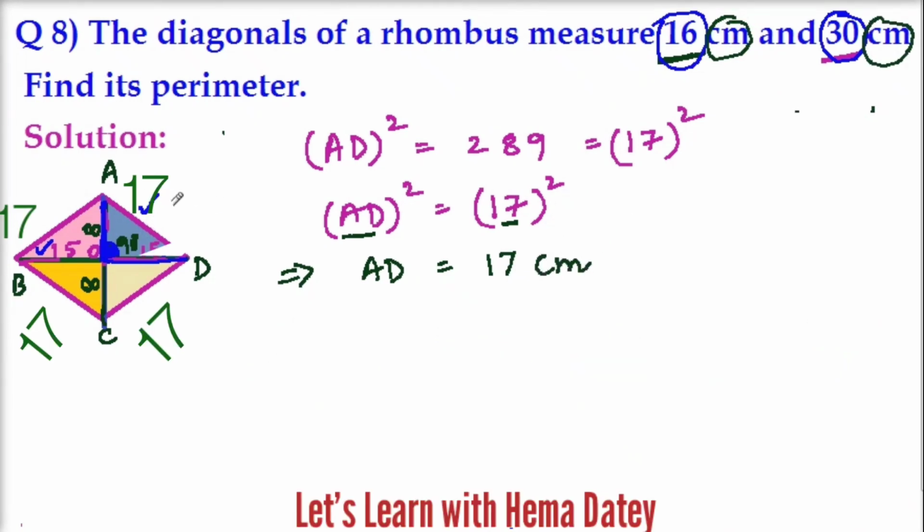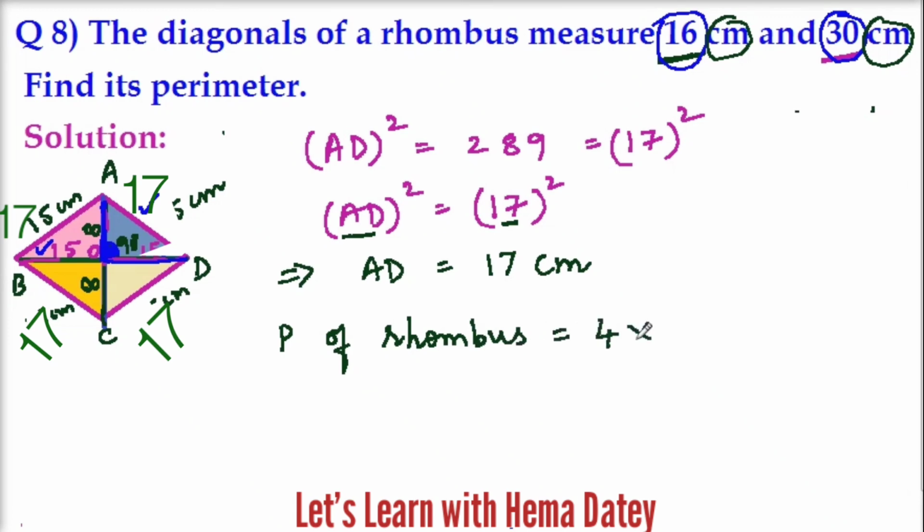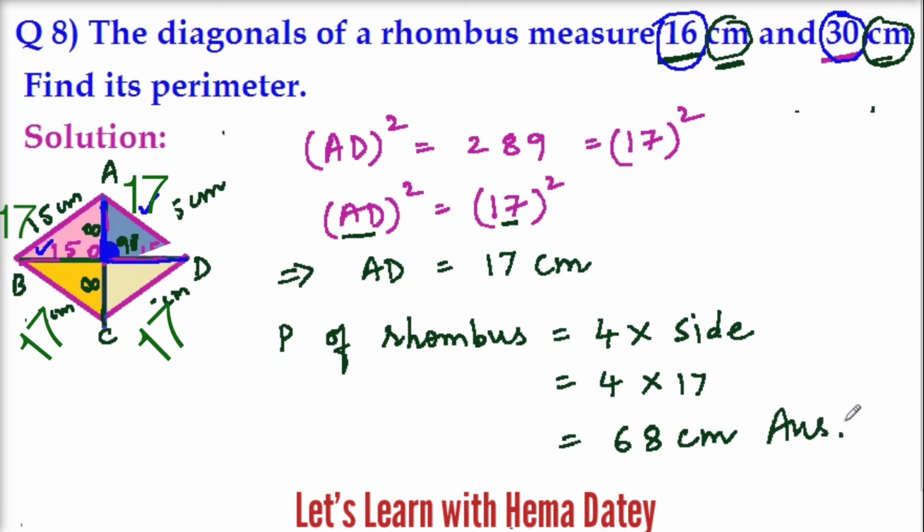Now we have got AD. AD is 17 centimeters, which is the side of the rhombus. So each side of the rhombus is equal. So each side will be 17 centimeters. Now the perimeter of the rhombus is equal to side plus side plus side plus side, or we can write 4 times side. So side is 17. So 4 times 17 we multiply and we'll get 68. And what will be the unit of perimeter? It is centimeters. So the perimeter of this rhombus is 68 centimeters.